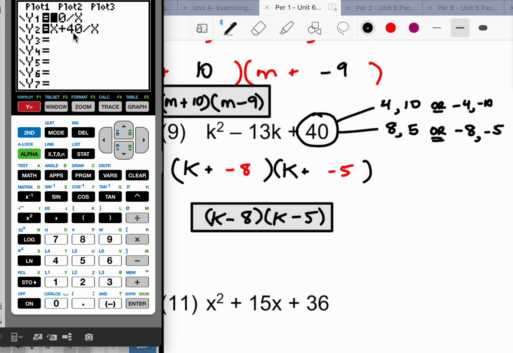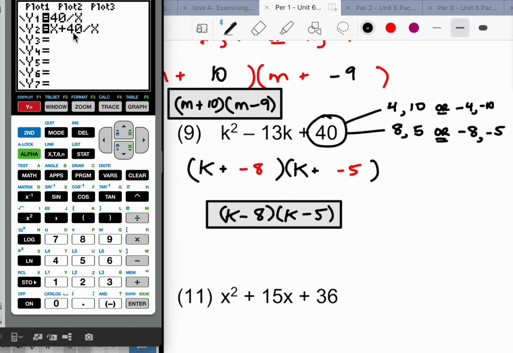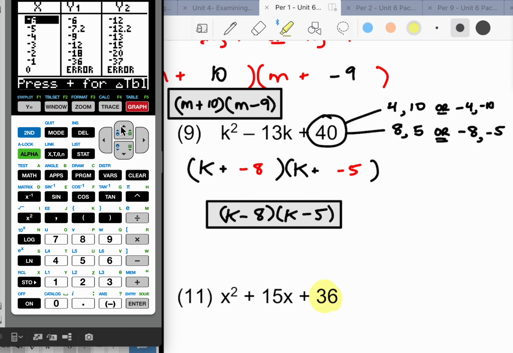So in number 11, the relevant value is a 36. So I'd make this 36. Go into my table looking for a 15 in my Y2 column, because I'm looking for two numbers that multiply to 36 but also add to 15. Now this technique might be overkill, because you might already come up with it.